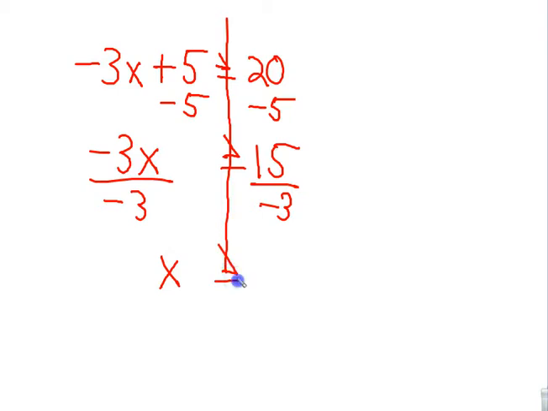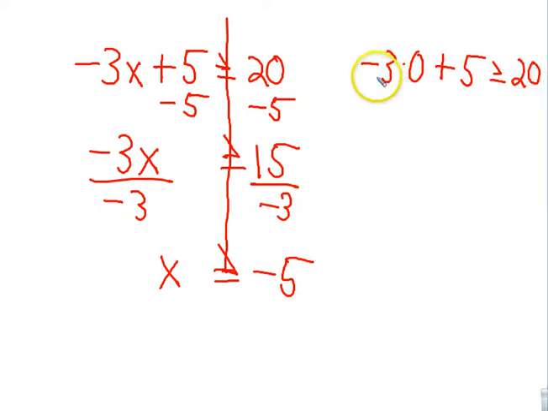Let's say I keep the same inequality, and this time I get -5. 15 divided by -3. So what this answer is telling me is any number bigger than or equal to -5 should make this inequality true. So let's pick 0, because I want to pick an easy number to work with. Okay, so here's the original. -3 times 0, this is what I plugged in, plus 5. So this is 0. So what I get is 5 is greater than or equal to 20. That's false.